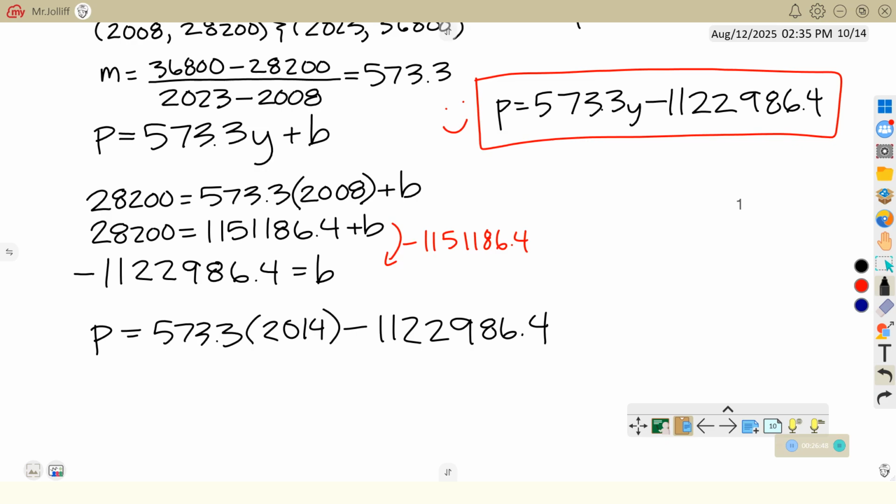So 573.3 times 2014 minus 1,122,986.4. And I'm going to round that to the nearest whole number, because I shouldn't have a fraction of a person. That would be gross. And I get 31,640 if I round up. This is 39.8, but I shouldn't have 0.8 of a person.